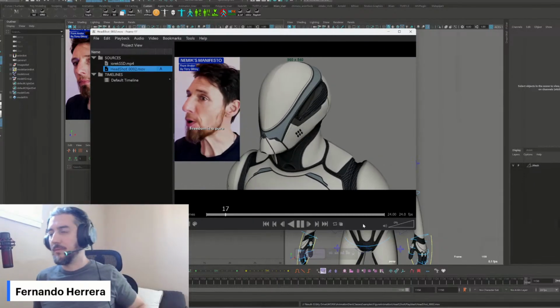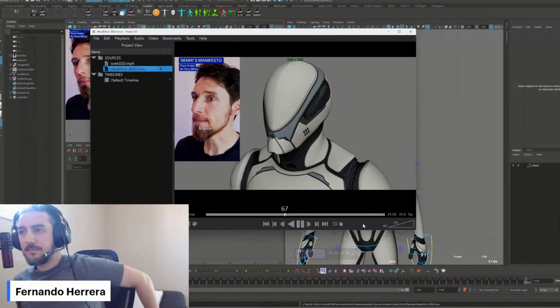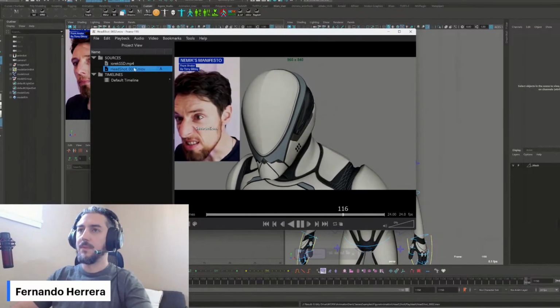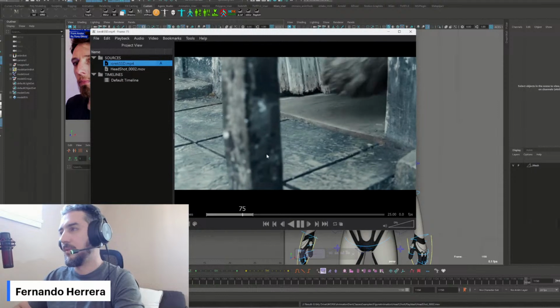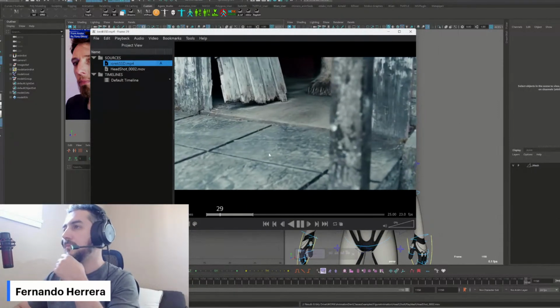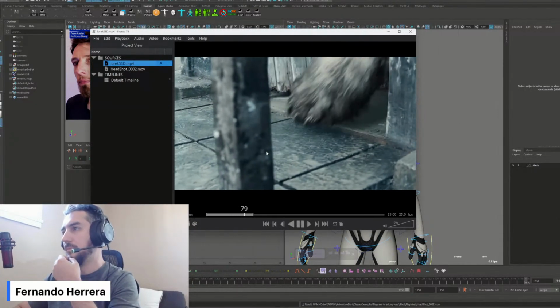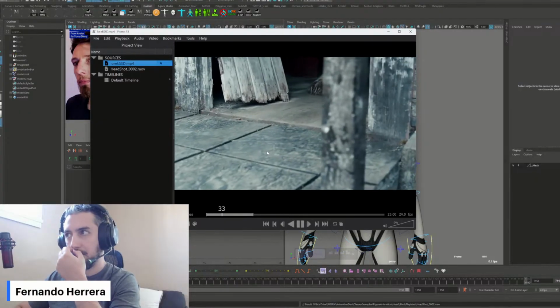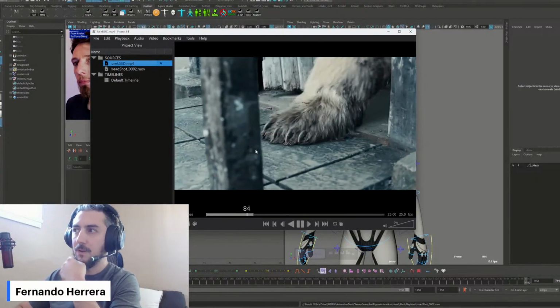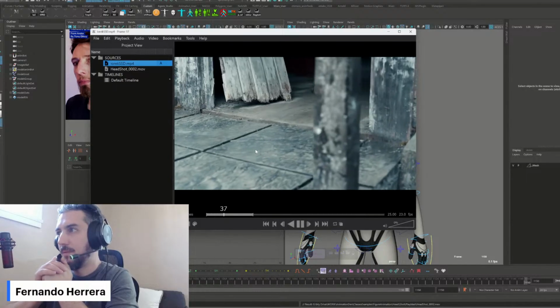Out of curiosity, Fernando, on the polar bear shot, between how you showed how you approach a shot like this today, and then adding all those final details, the jiggle and the contacts and everything, how long do you think that took you?